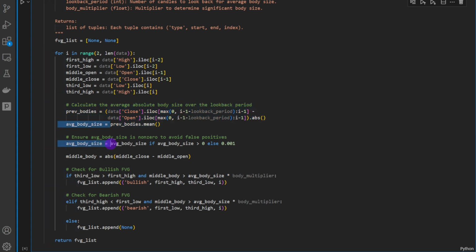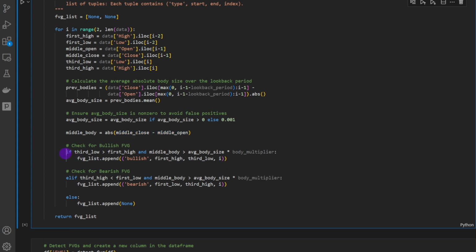Then we have a condition: if the average body size is equal to zero, so it's not positive, then we give it a synthetic value of 0.001. Then the middle candle's body size is the absolute difference between the middle close and the middle open values. And then we have the conditions for a bullish fair value gap and the conditions for a bearish fair value gap.